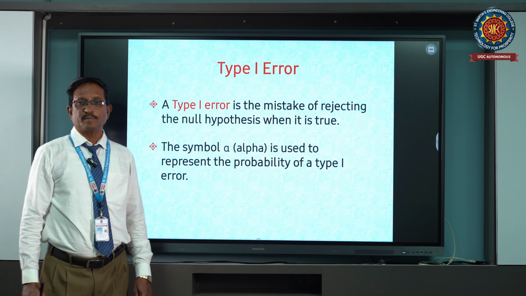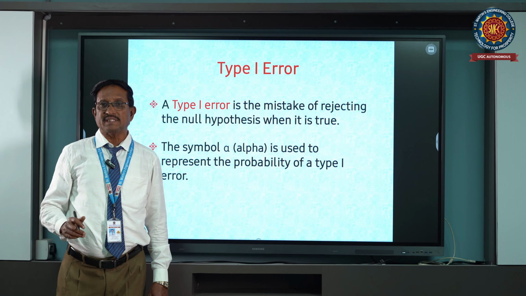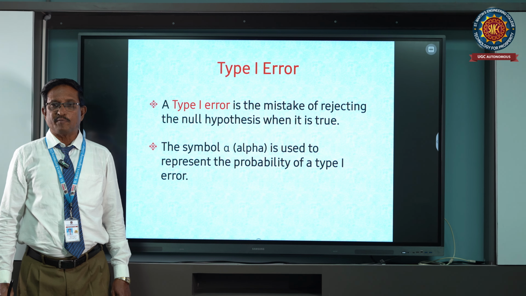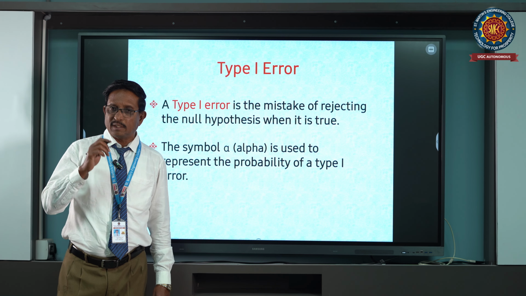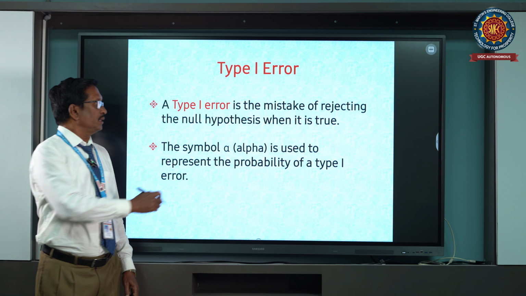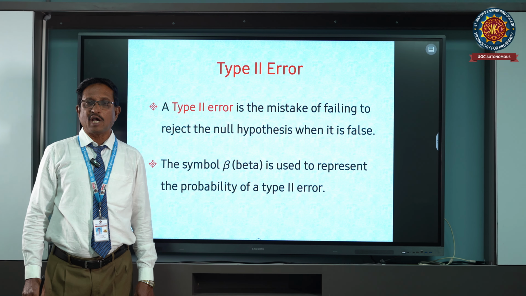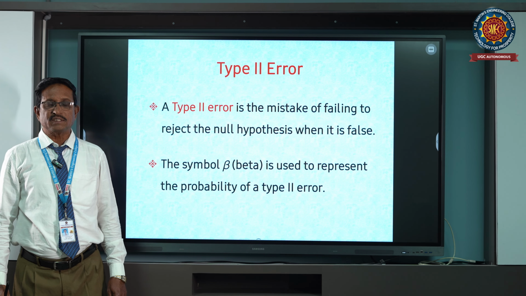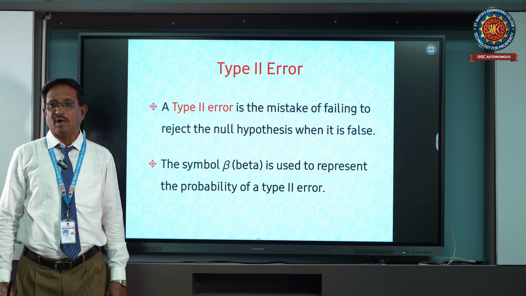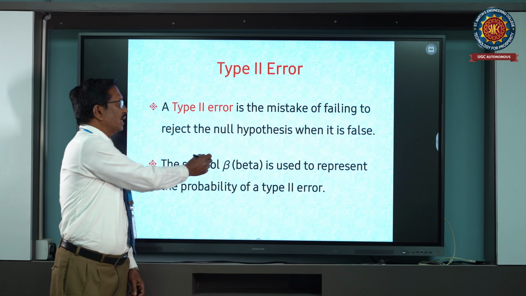Next, type 1 error. Type 1 error is when the null hypothesis is rejected when it is true. The probability of type 1 error is denoted by alpha. Now, type 2 error is when we accept the null hypothesis when it is false. The probability of type 2 error is denoted by beta. Beta is the symbol of type 2 error.